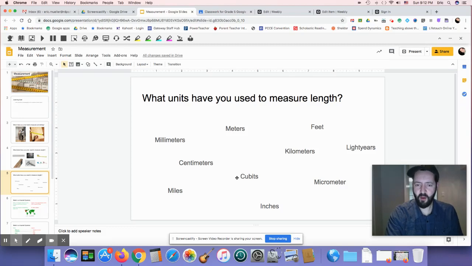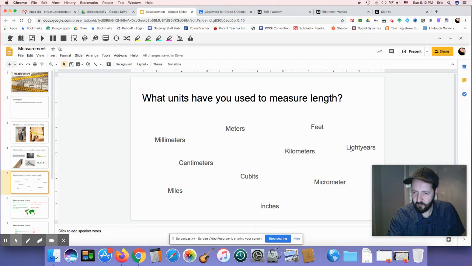In the Bible, when God was telling Noah how to build the ark, he gave Noah measurements in cubits. And cubits, I think, are fairly similar in size to a foot, but I'm not certain on that. But if you've never heard of that, that's where that comes from.